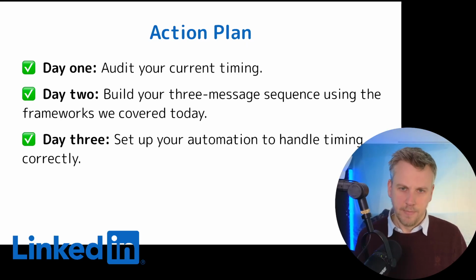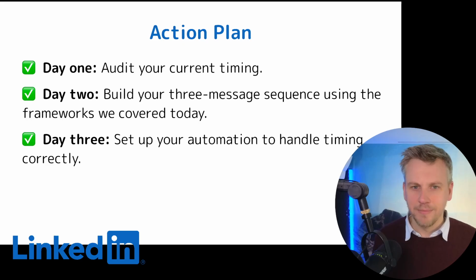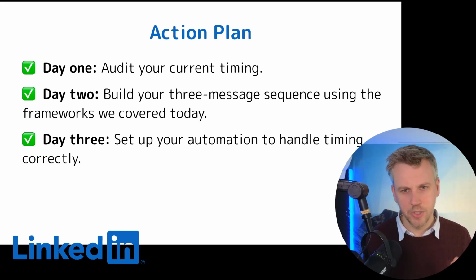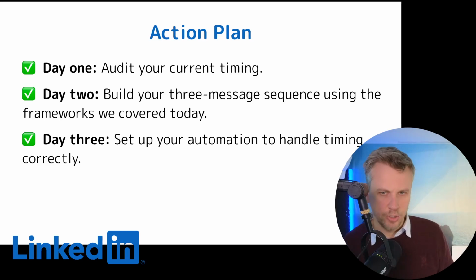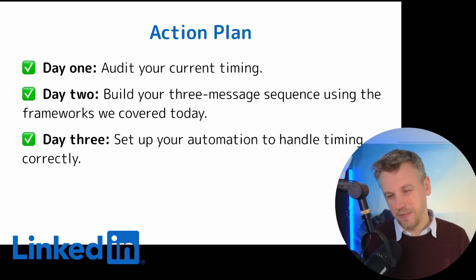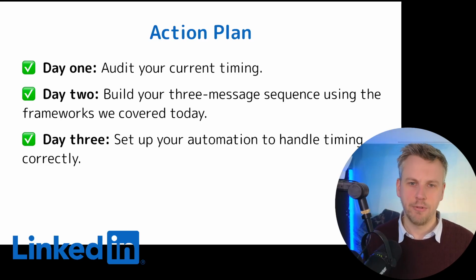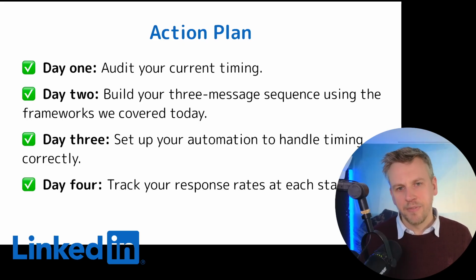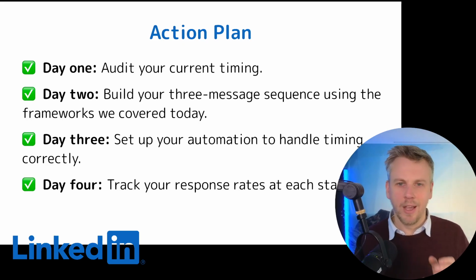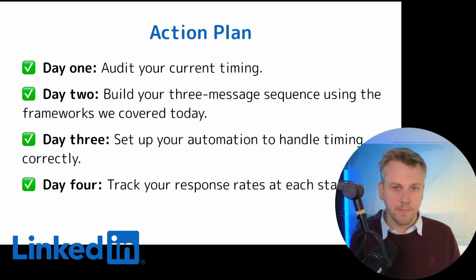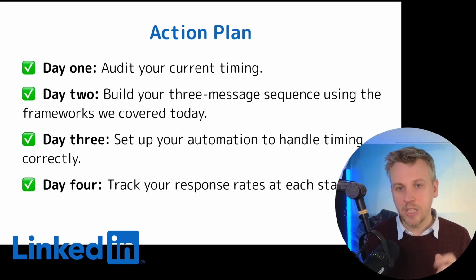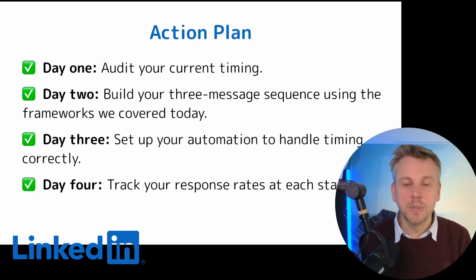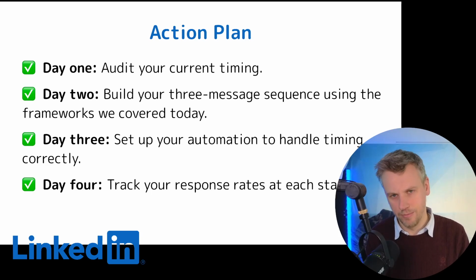Day 3, set up your automation to handle timing correctly. So 24 hours for message 1, 3 to 5 days for message 2, 5 to 7 days for message 3. Day 4, track your response rate. So at each stage of the customer journey, measure absolutely everything. Data will tell you what is working and what's not.